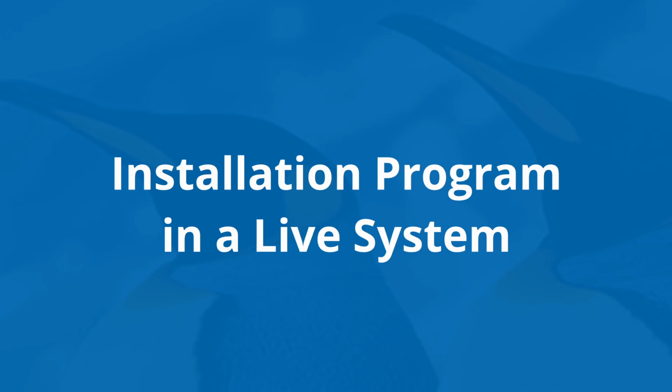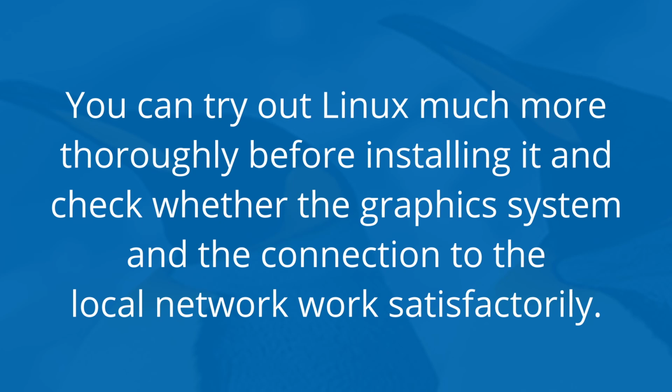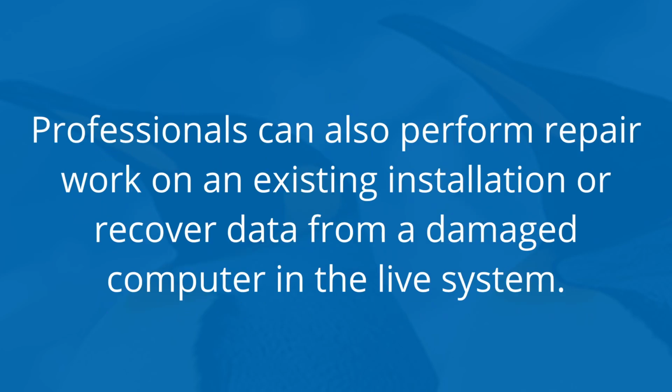Some distributions have switched to placing a so-called live system on the installation medium, that is, a complete Linux system including desktop and basic configuration and application programs. The installer is just one program among many others. This approach has two advantages. First, you can try out Linux much more thoroughly before installing it and check whether the graphics system and the connection to the local network work satisfactorily. Second, professionals can also perform repair work on an existing installation or recover data from a damaged computer in the live system.